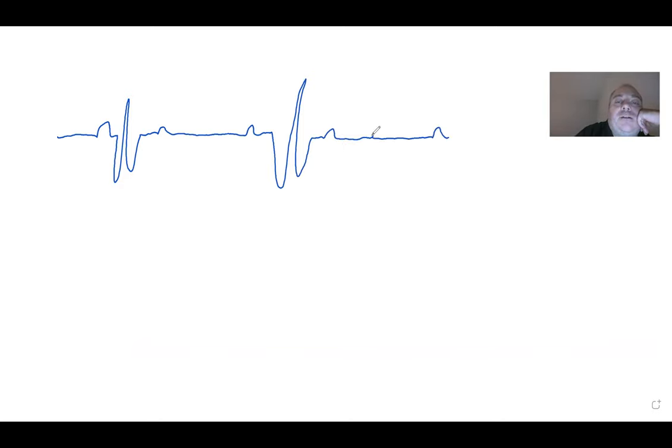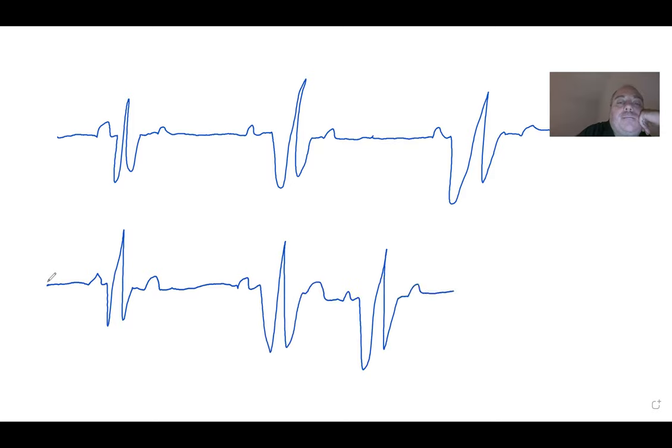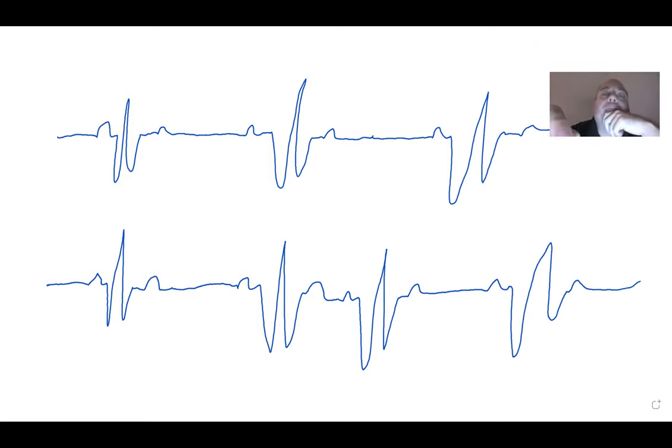So if you got a guy that looks like this, pretend they look the same. Use your imagination. But then what if you had a guy like this? So let's look at the timing pattern here, right? So you got a QRS here, a QRS here, a QRS here. That is, let's say, that's the rhythm, the timing of it, okay?